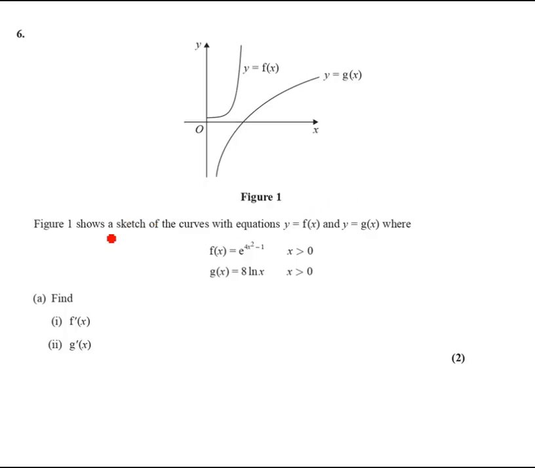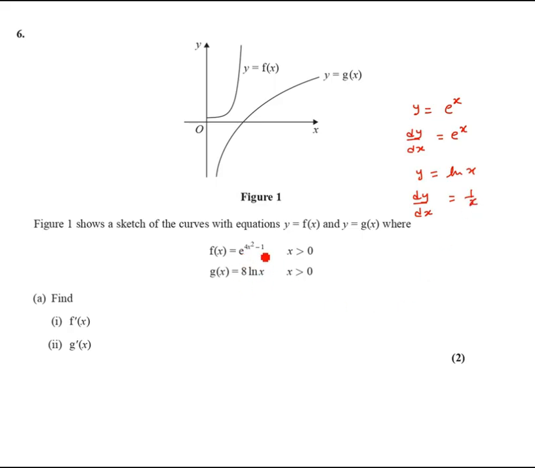Question 6. Figure 1 shows a sketch of the curves with equation y equals f(x) and y equals g(x), where f(x) is equal to e to the power 4x² − 1, where x is greater than 0, and g(x) is 8 ln x, x greater than 0. Find f'(x) and g'(x). So before we do this question, if you have y equals e to the power x, then dy over dx is e to the power x. And if you have y equals ln x, differentiation of ln x is 1 over x.